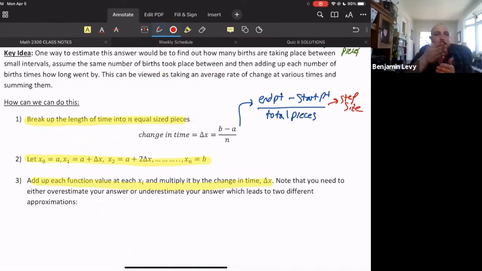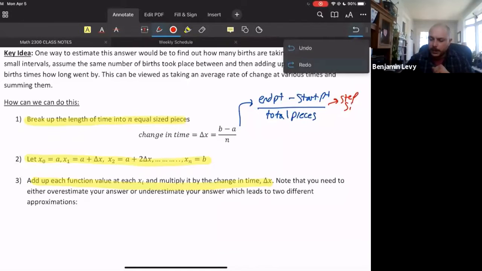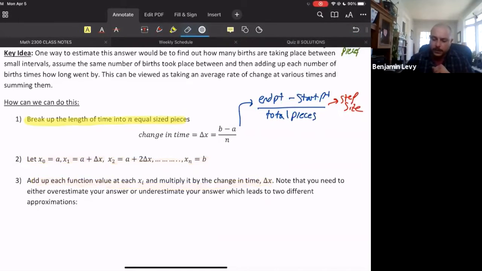And then we step along. So notice how this is a delta x thing. I didn't mean to undo that. I wanted to erase that. Right, so we're calculating delta x here, and then delta x gets used in all these locations. So you take a step of delta x from the beginning to the end piece is what this is saying.